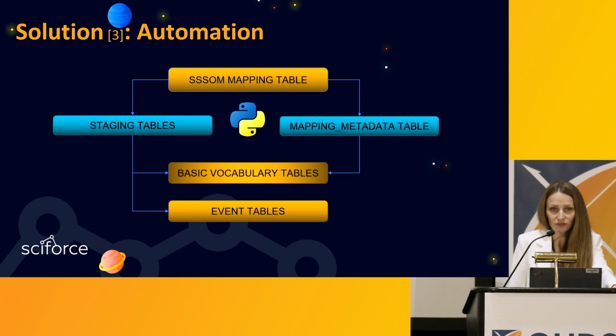Next, it's the automation. So we are working on developing machinery which can help us to integrate the SSSOM mapping table into our ETL and our OMOP CDM instance. So we populate staging tables and mapping metadata tables, and this allows us to store information in basic vocabulary tables like concept, concept relationship, concept ancestor, and concept synonym. And also we populate event tables using this machinery.